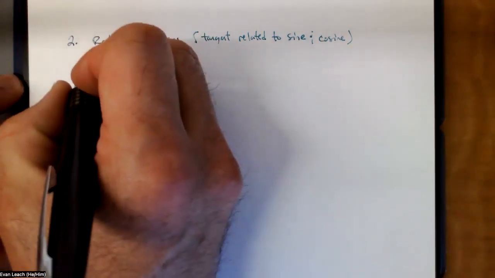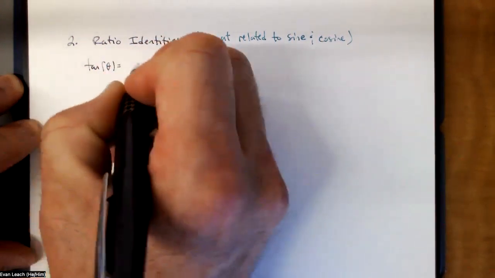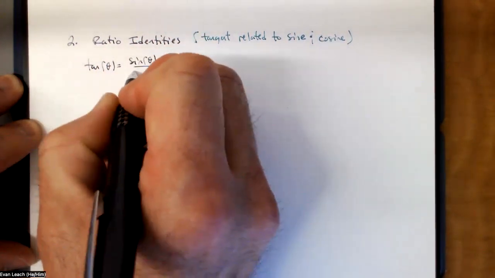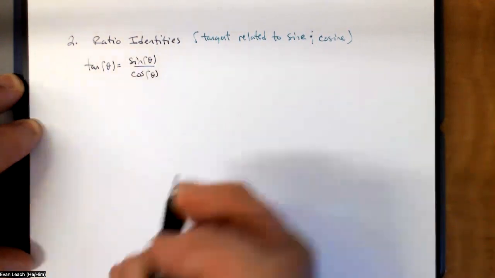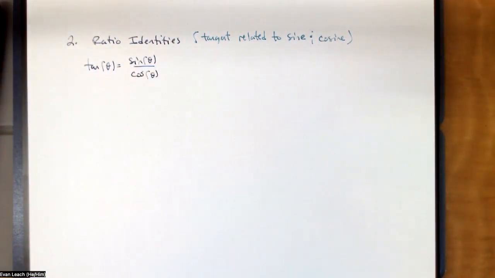Tangent of theta is sine over cosine. That is the relationship between tangent and sine and cosine. We should have been suspicious that tangent was related to sine and cosine, because sine is opposite over hypotenuse, cosine is adjacent over hypotenuse, tangent is opposite over adjacent. 3 trig functions and 3 sides, and we're using them 2 at a time. There's going to be some overlap.